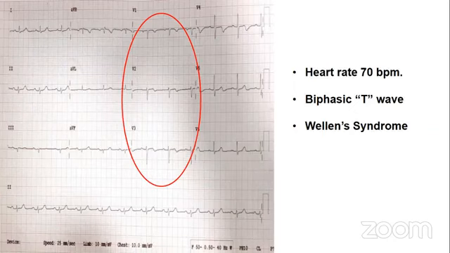The most important thing is clinical context. If you have chest pain and an anterior biphasic T wave, think of Wellens syndrome. Make it simple. Remember it like that.